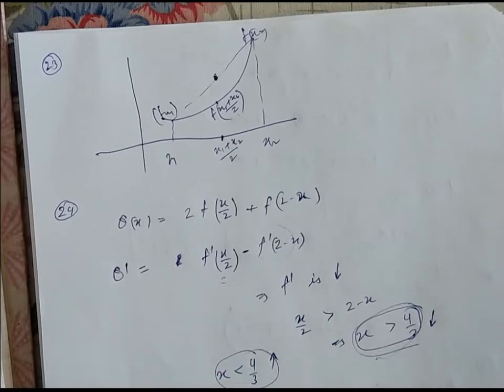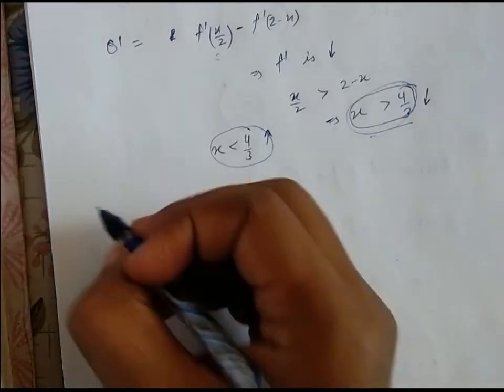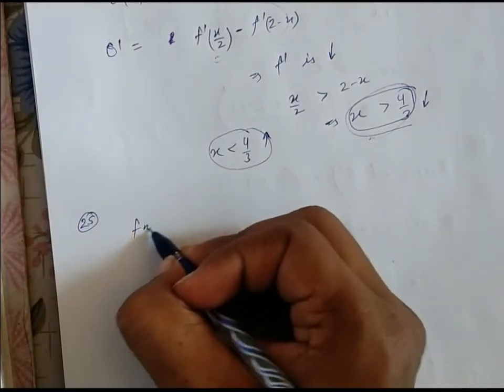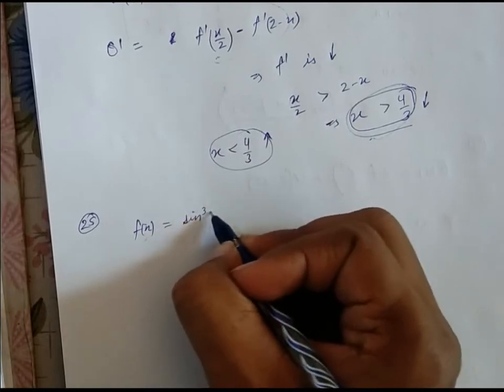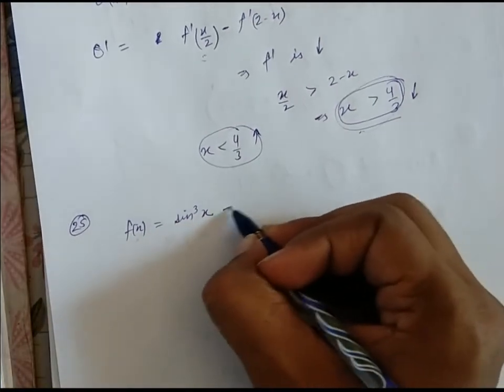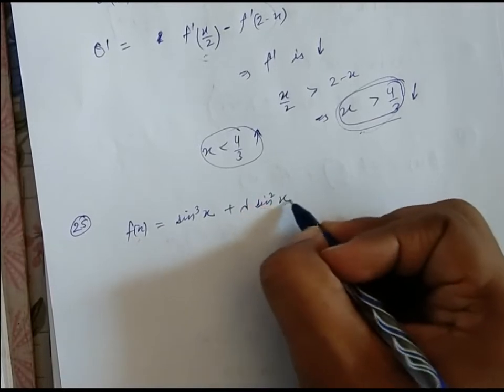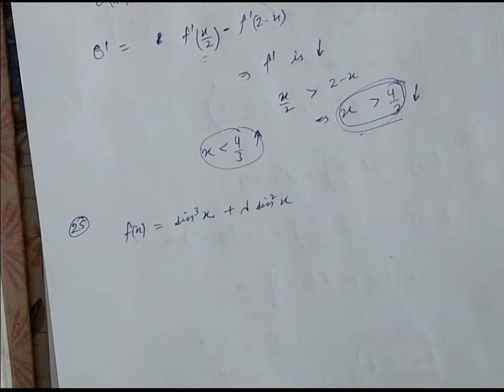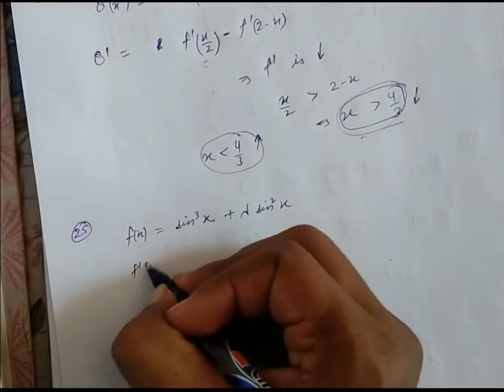Moving on to the next question, question number 25. So fx is equal to sine cube x plus lambda sine square x. Okay. So we need to find the interval in which lambda should lie so that fx has exactly one minimum and exactly one maximum. Okay, so let's calculate f dash first.